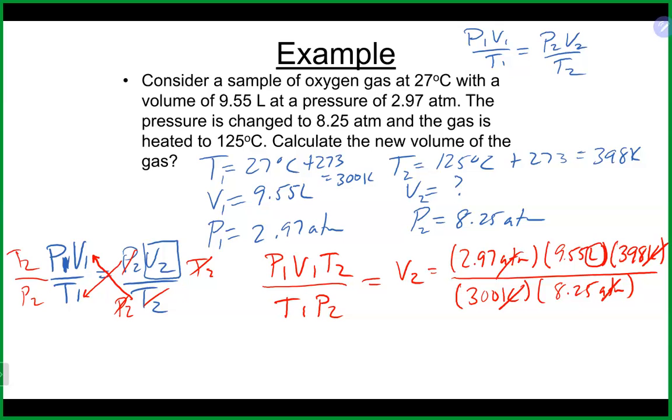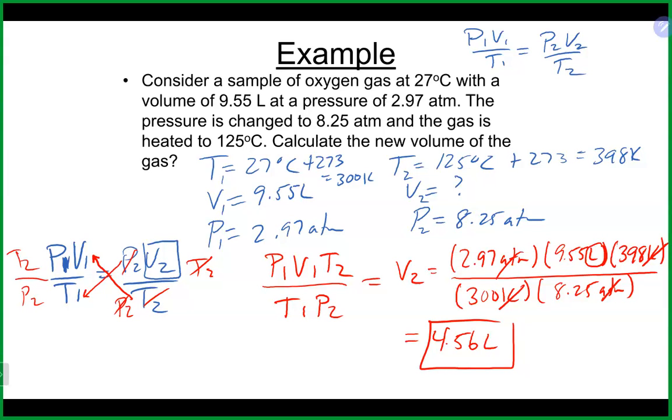So we're going to take 2.97 times 9.55, times 398, hit equals, divide by 300, hit equals, divide by 8.25, hit equals. It's going to get us 4.56 liters in this particular case. Any questions on that there?